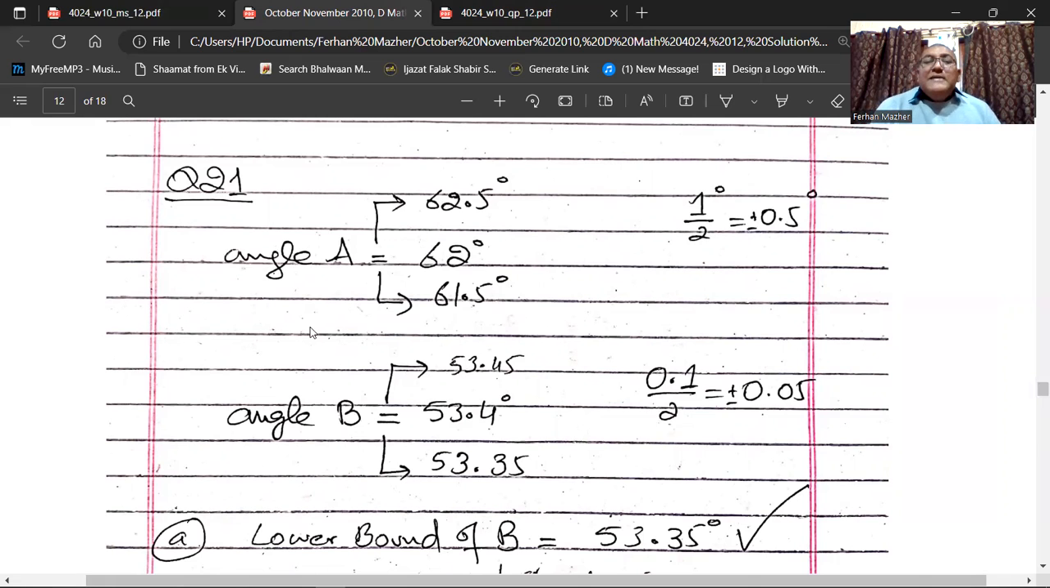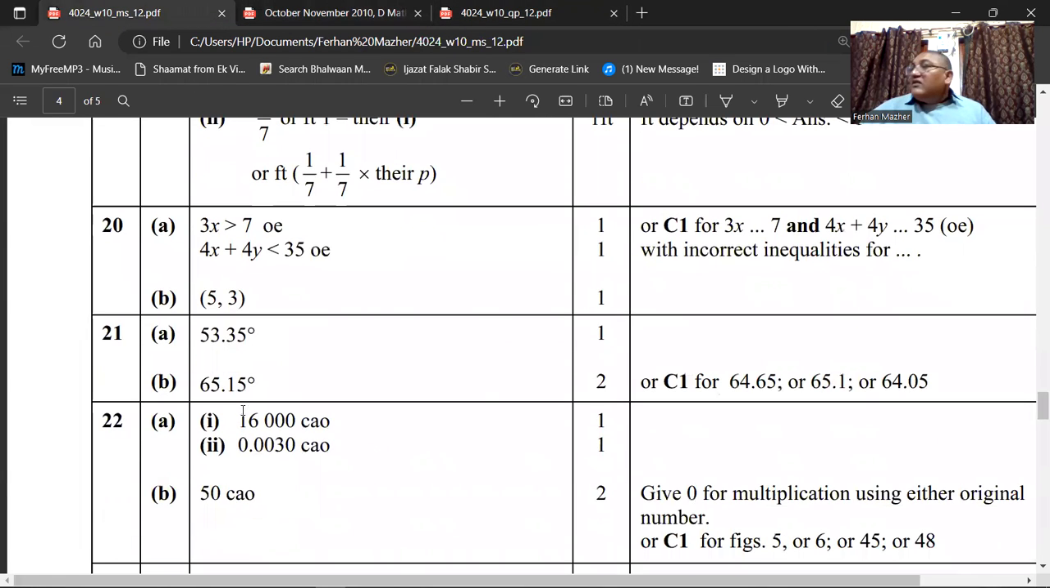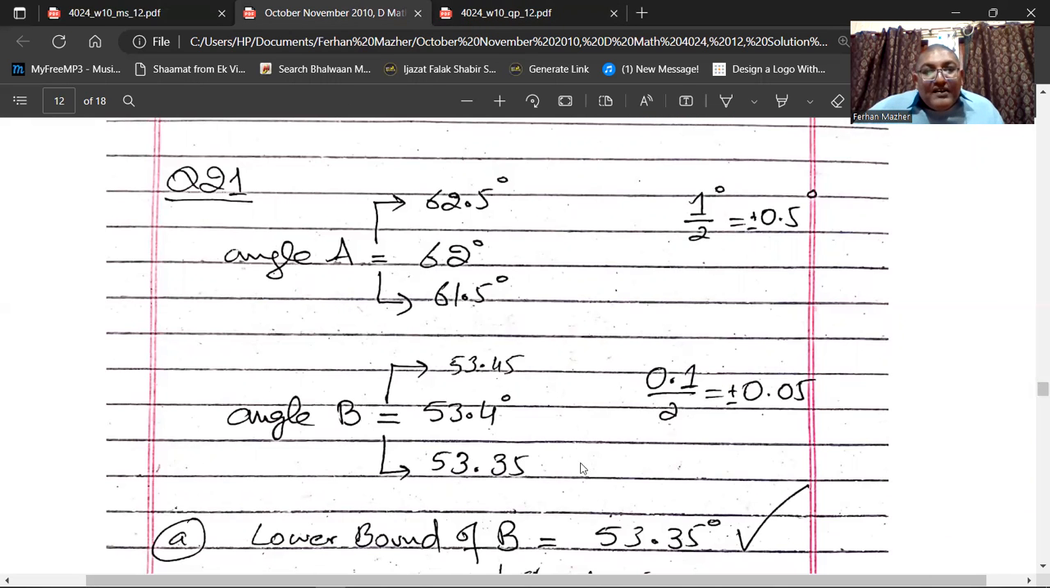Angle B is correct to a tenth of a degree, which means 0.1 degree. Divided by 2, you get 0.05 degrees. You add this, you get 53.45. When you subtract 0.05 from this number, you get 53.35. So the question was, what is the lower bound of the angle B? 53.35 degrees is the right answer.